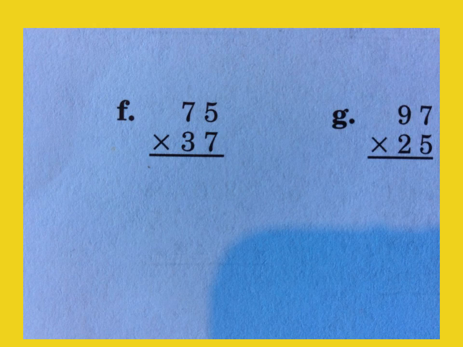7 times 5 is 35. So we'll put a 5 here, carry our 3. 7 times 7 is 49, plus the 3 would give us 52. Okay, I want you to take your eraser and erase the 3 at the top. Clear it.